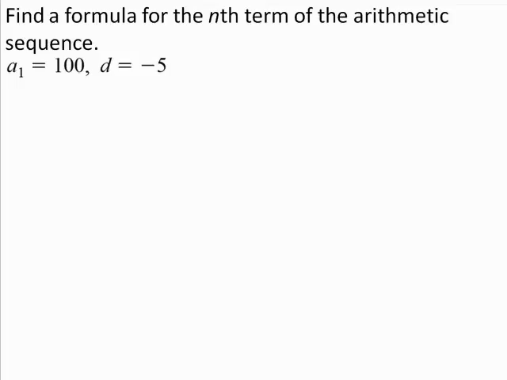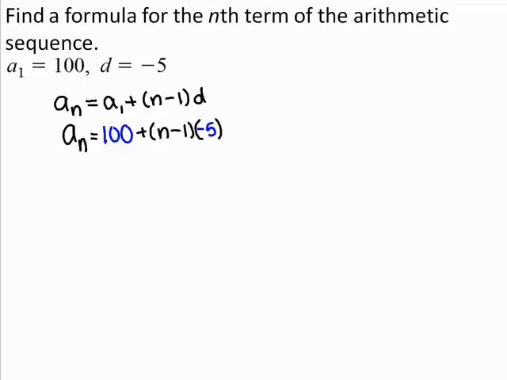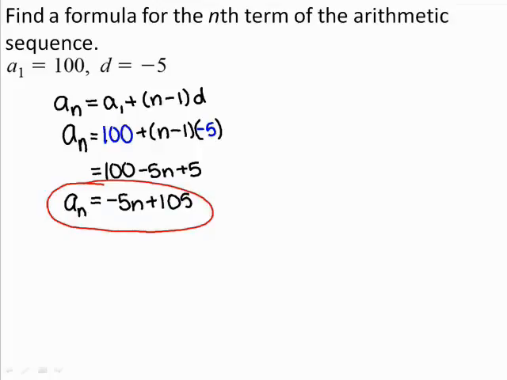Find the formula for the nth term of the arithmetic sequence. A sub 1 equals 100 and d equals -5. Use the formula for the nth term of an arithmetic sequence. A sub n equals a sub 1 plus the quantity n minus 1 times d. Substitute 100 in for a sub 1 and -5 in for d. Simplify the quantity n minus 1 times -5. Simplify 100 plus 5. You find that the formula for the nth term of this arithmetic sequence is a sub n equals -5n plus 105.